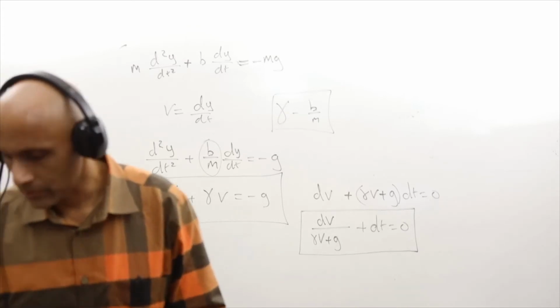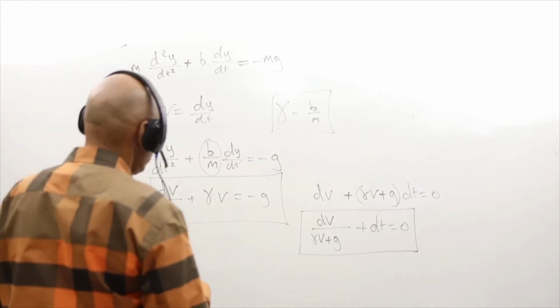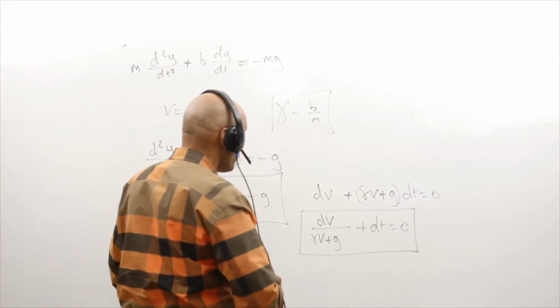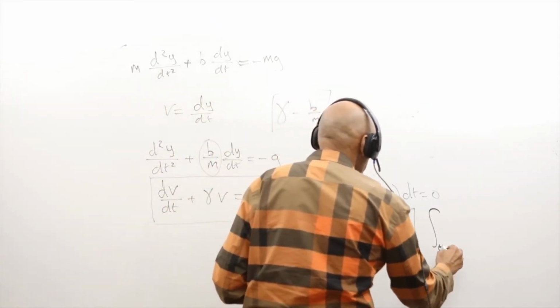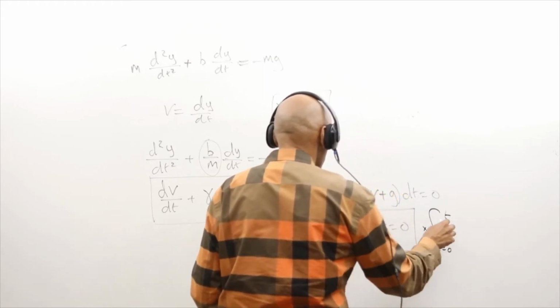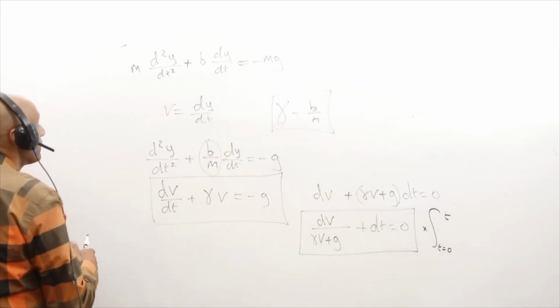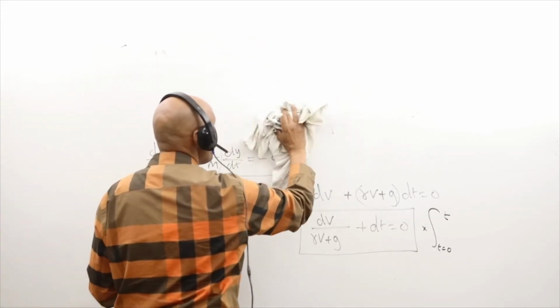And this marker is dying on me, so hold on a sec. So now I'm going to multiply this by an integral operator. So I'll integrate from t equal to 0 to t on both sides. And so what we get is, let me erase this on top. I don't think I really need this. Just remember b over m is gamma.